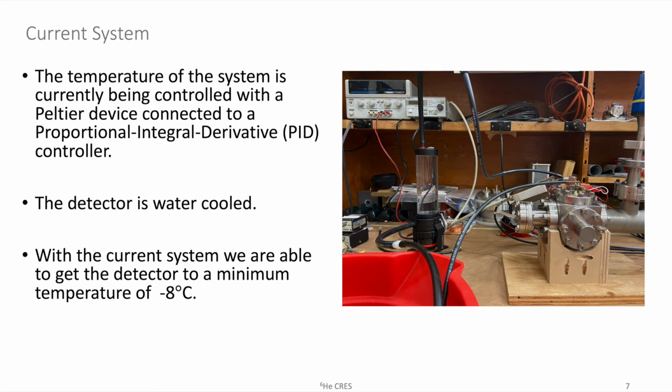The photodiode pin detector sits on a Peltier device, which is connected to a proportional integral derivative controller. This allows us to control and monitor the temperature of the system. The detector itself is cooled using the PC water pump seen in this photo. With this system, we are able to get the detector to a minimum temperature of -8 degrees Celsius.